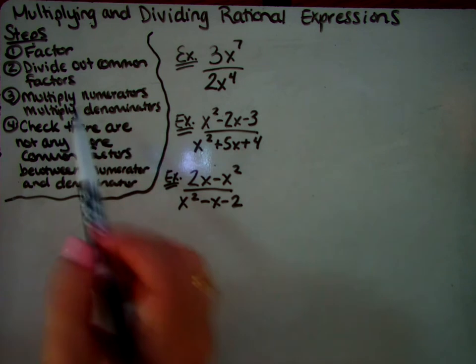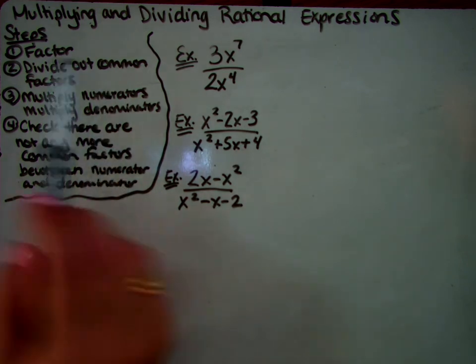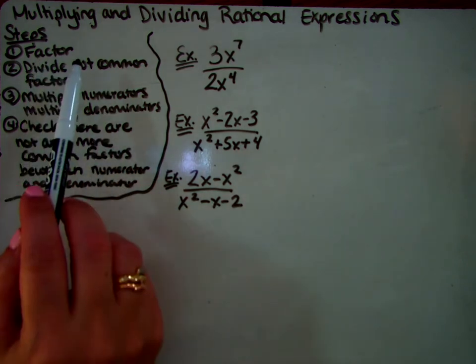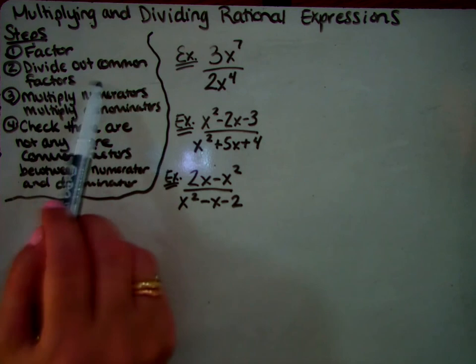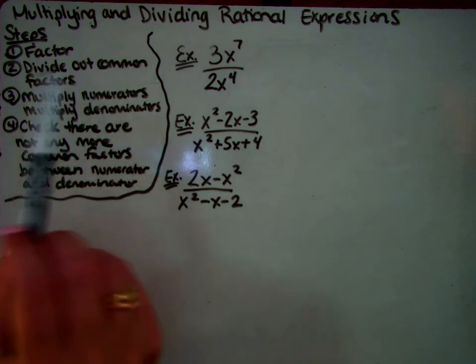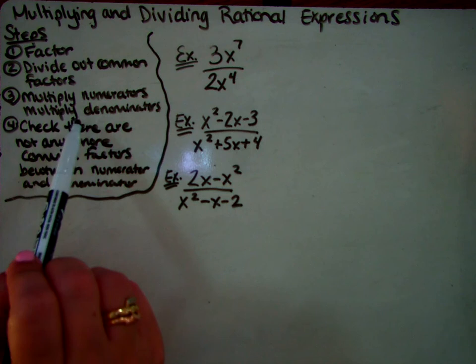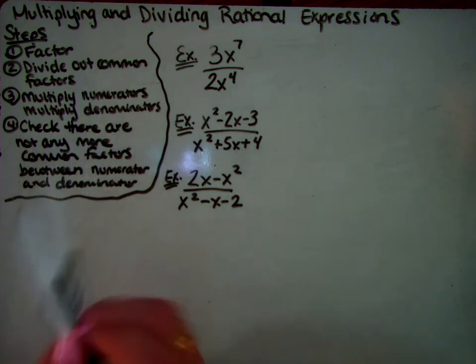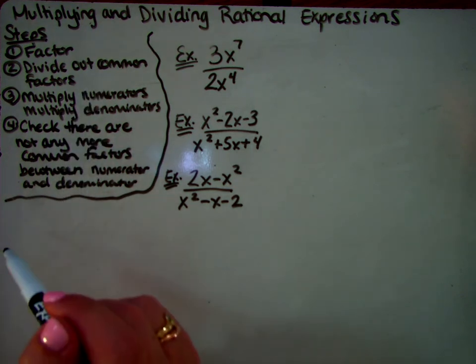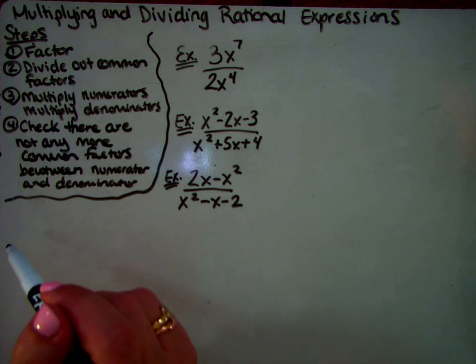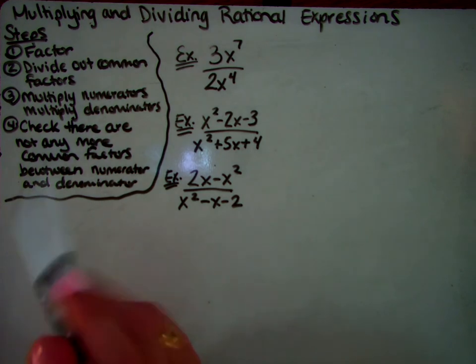Today I want to talk about multiplying and dividing rational expressions. And we have 4 steps. The first one, we want to factor everything that we see. Second, we're going to divide out common factors. Then we're going to multiply numerators, and then multiply denominators. And the last step is just to check to make sure that you have it in simplest form. Are there any more common factors that you see that you did not already divide out?